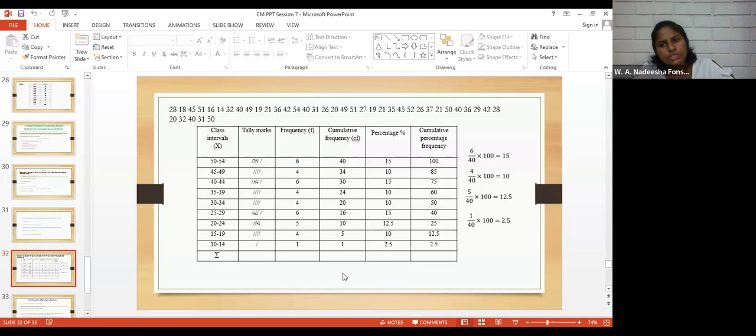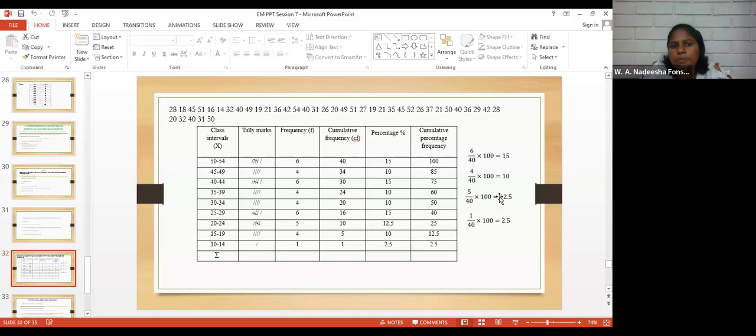Then percentage. To find the percentage, you have to consider the frequency. The total number of data points is 40. So 6 divided by 40, multiplied by 100. The value is 15. Like that, you can go for percentages. If the percentage value has more decimal points, it is better to keep it to one decimal point, the nearest decimal point.